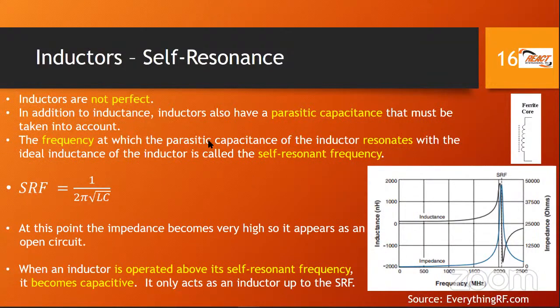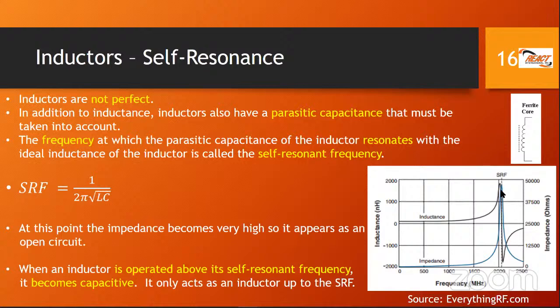So we just need to know that the SRF, or the self-resonant frequency, is the frequency at which the parasitic capacitance of the inductor resonates with, or matches, the ideal inductance of the inductor, and that is called the SRF. We have a little diagram to show where that occurs, because that is an important factor in inductors generally, and certainly the toroidal cores or the ferrite cores that you use.